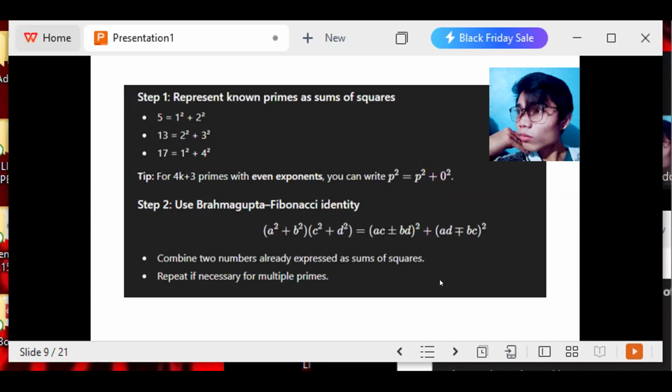So after determining your smaller sums of squares, use the Brahmagupta-Fibonacci identity, which gives us a formula: a squared plus b squared multiplied by c squared plus d squared is equal to (a times c, plus or minus b times d) squared, plus (a times d, minus or plus b times c) squared. So combine two numbers already expressed as sums of squares. Repeat if necessary for multiple primes. So I hope everything is clear on our steps.